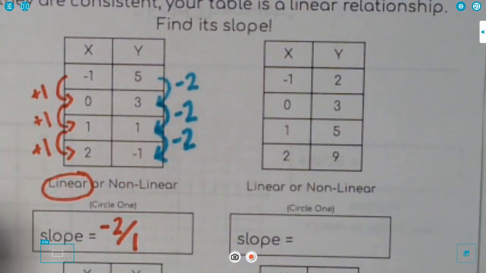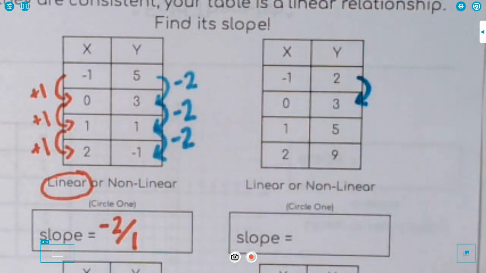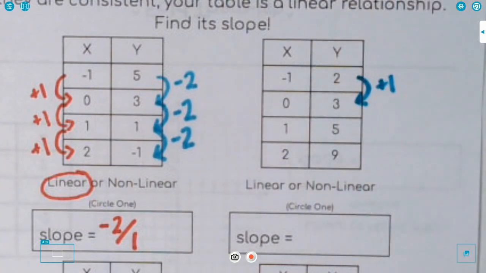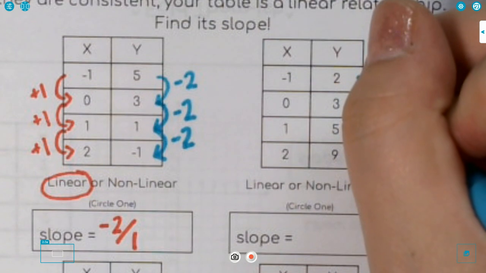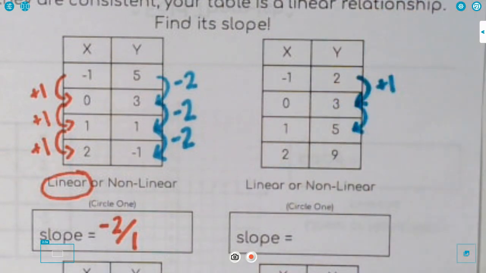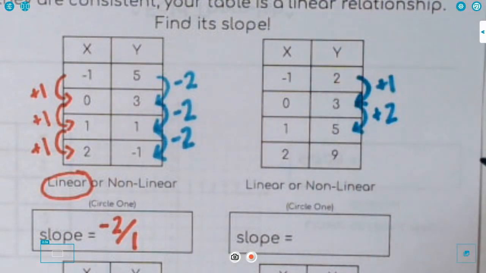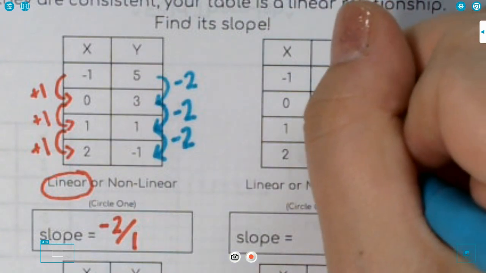So we're going to start with our change in y's. For our y's, we go from 2 to 3. To get from 2 to 3, we have to add 1. And then we go from 3 to 5. To get from 3 to 5, we have to add 2. And then to get from 5 to 9, we have to add 4.